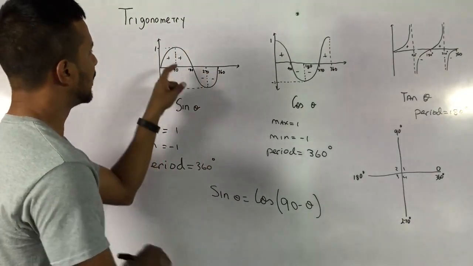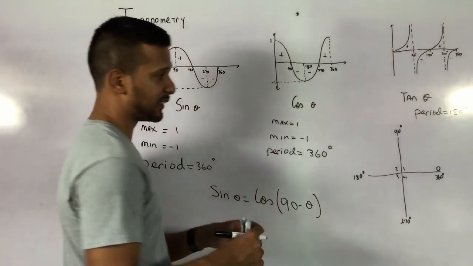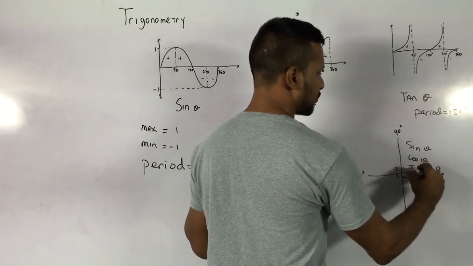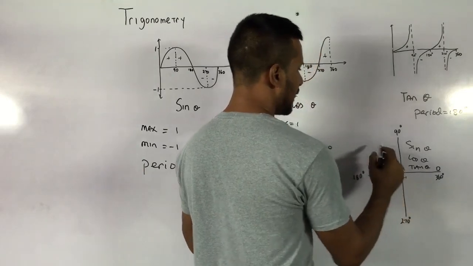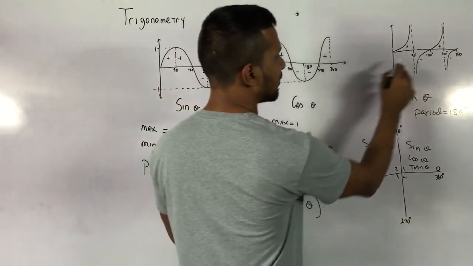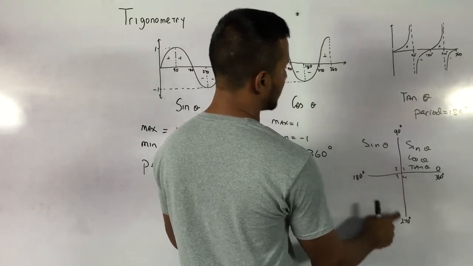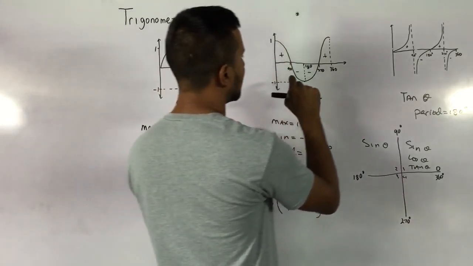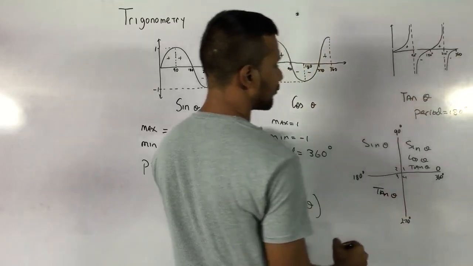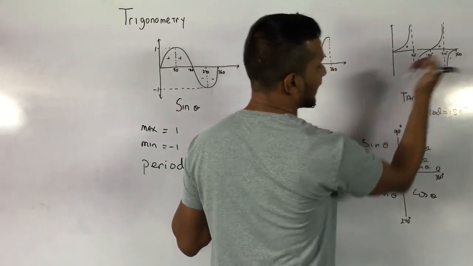Between 0 and 90, cos positive, sine positive, and tan positive. They're all positive. So we could say sine theta is positive, cos theta is positive, tan theta is positive. Here, sine is positive, cos negative, tan negative. So we just write the ones that are positive. And what about 180 to 270? Sine is negative, cos is negative, but tan is positive. What about the fourth quadrant? Sine negative, cos is positive, and tan is negative.